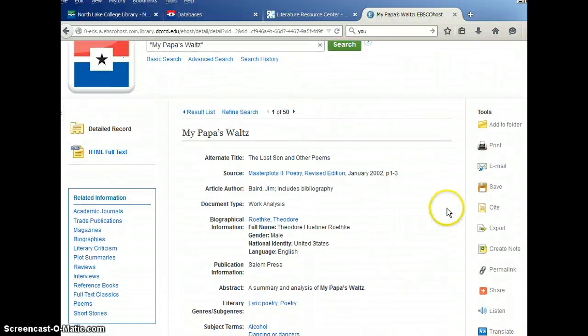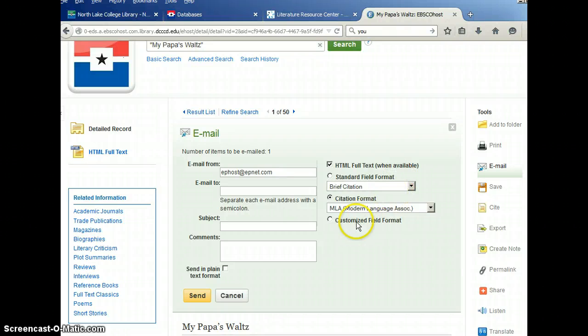And if so, I can go to email, and I can email this article to myself, so that way I can have it later. One thing that I want you to know, once you decide to email it to yourself, make sure you go over here and cite the format and use MLA, so that way when you send the paper, you'll have the formatting so that you can use it later. So you make sure that your paper is cited correctly.